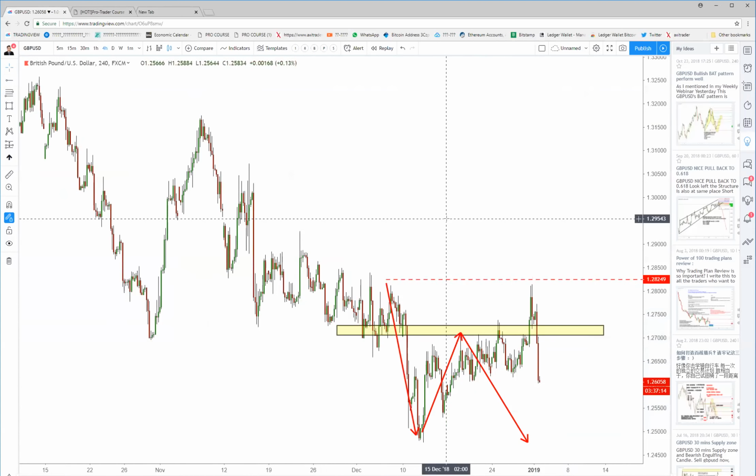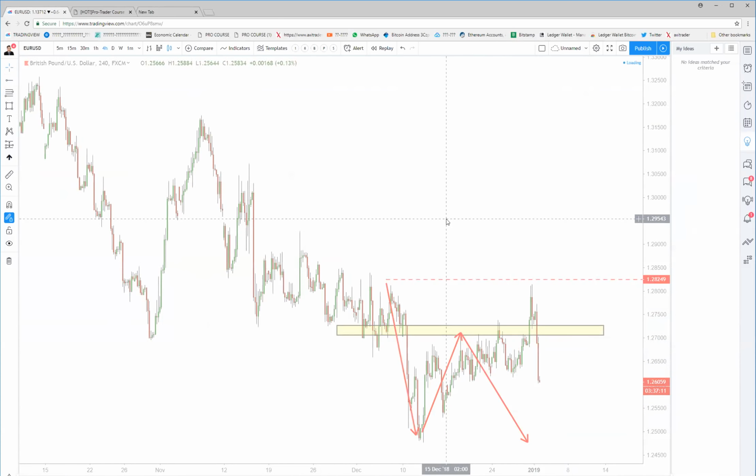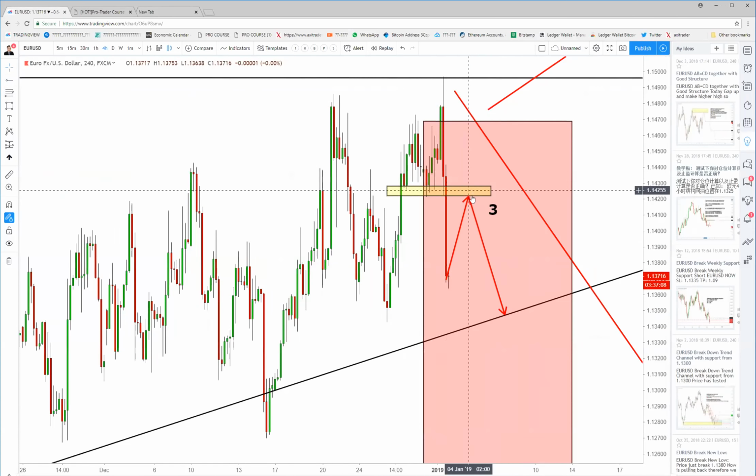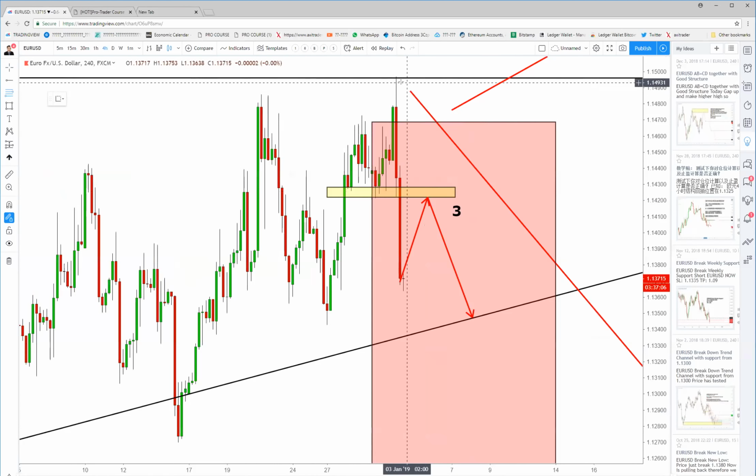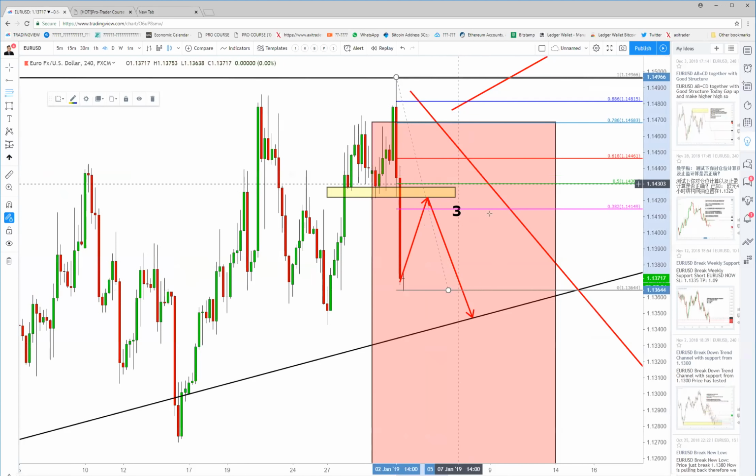Which 618 will you take on the Euro chart? There's no 618 in the Euro chart, right? I will use the structure. But if you want to use the 618, you have to draw the Fibonacci here, 1.1446. Very simple.